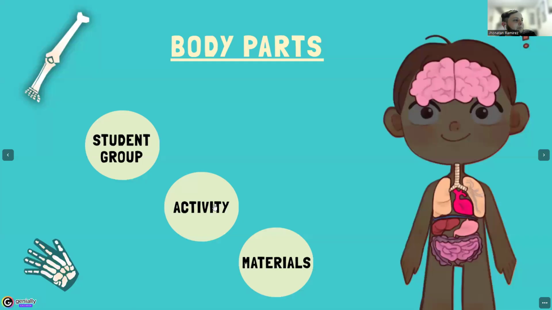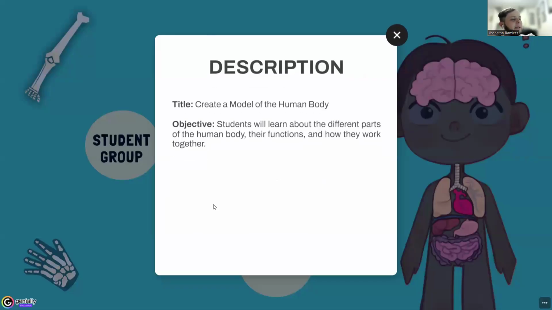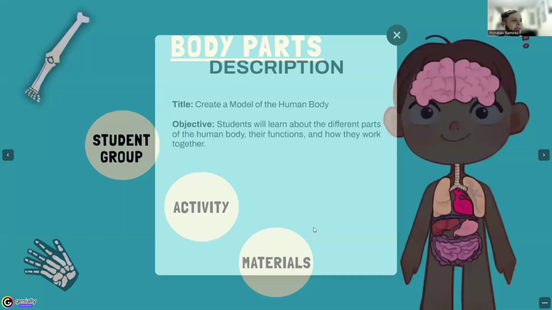Activity: students are going to create a model of the human body. They are going to understand the different parts of the human body, their functions, and how they work together. So that's in general the activity.